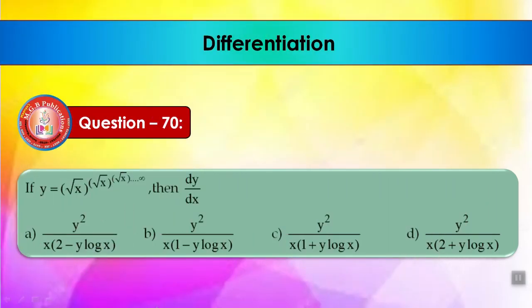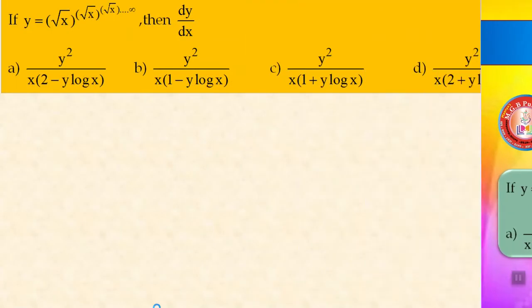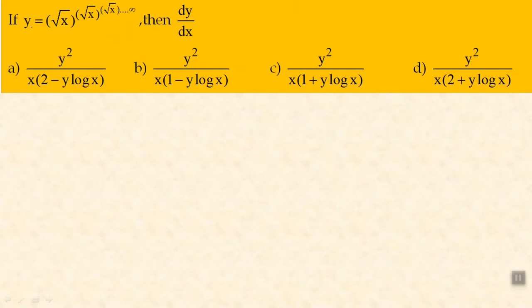Dear students, see the question number 70. Read the question and write it. The question is, if y is equal to square root of x whole power square root of x whole power square root of x and so on infinity, then dy by dx. Options are y square by x into 2 minus y log x, y square by x into 1 minus y log x, y square by x into 1 plus y log x, y square by x into 2 plus y log x.